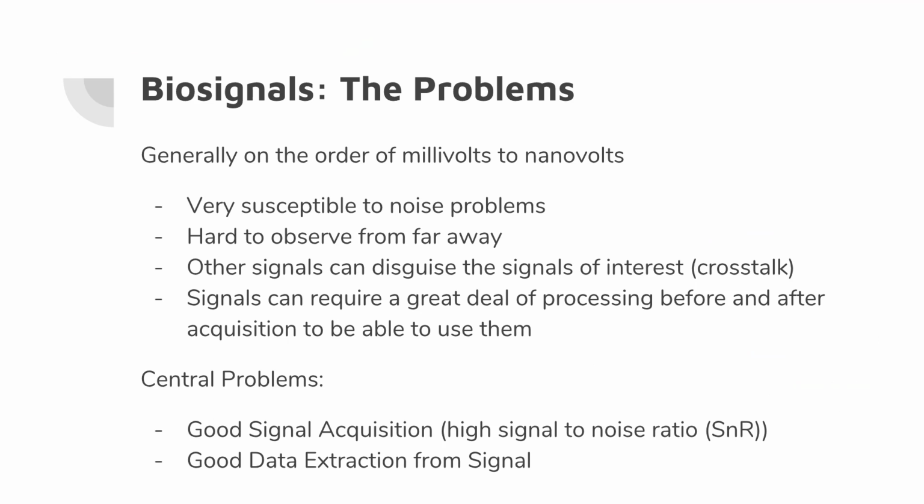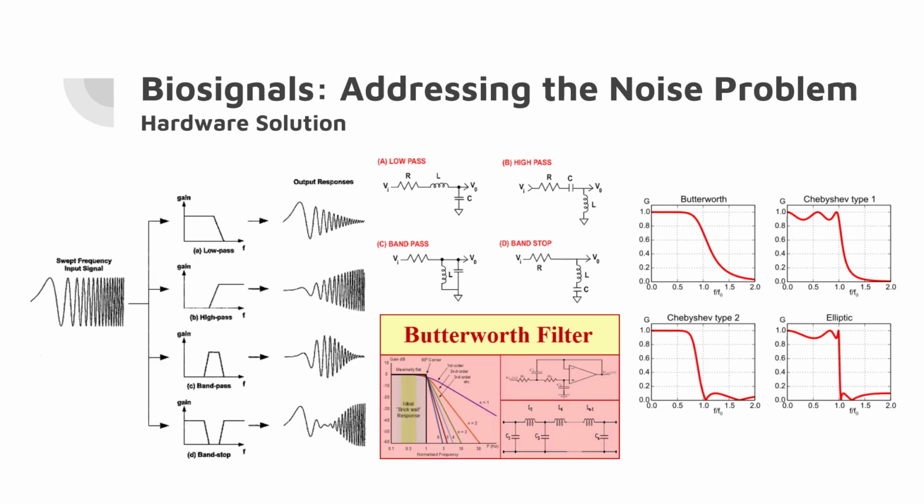So again, returning to the problem of biosignals. Remember, they're very, very small. Because these signals are so small, they're susceptible to noise problems. So you need to make sure that you observe this signal with a high signal-to-noise ratio. You have to have good common mode rejection, which means that any signals in the area around where you're recording that aren't the signal that you want need to be removed from the signal. There are a couple of ways we can approach this, but one of the more common ways is to use filters.